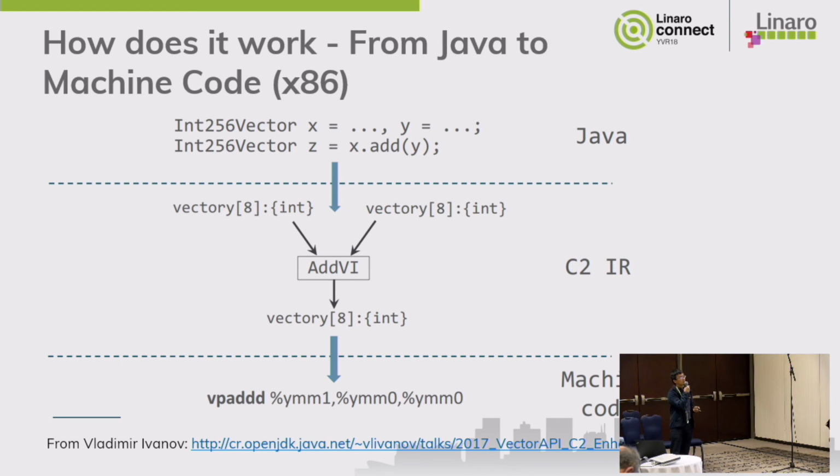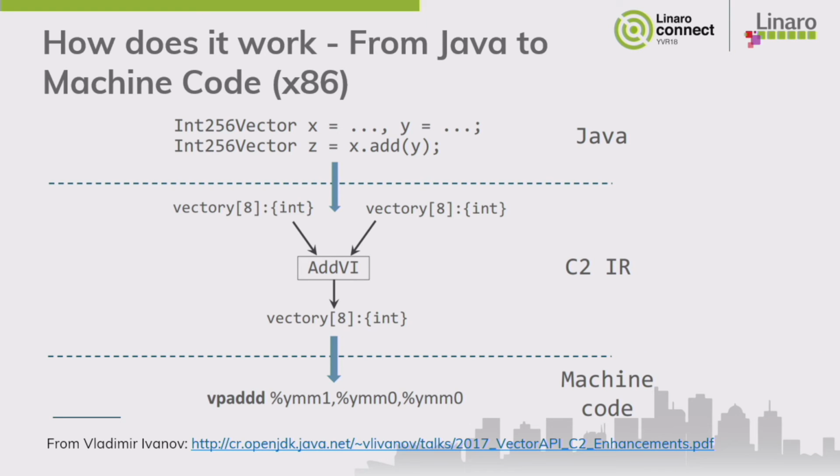Okay, how does it work from Java to machine code? This is an x86 example. I got this slide from Vladimir, the Oracle engineer. For the high-level Java code, this will be intrinsified to the low-level HotSpot C2 compiler IR. With this low-level C2 compiler IR, we can easily generate the machine code by this.